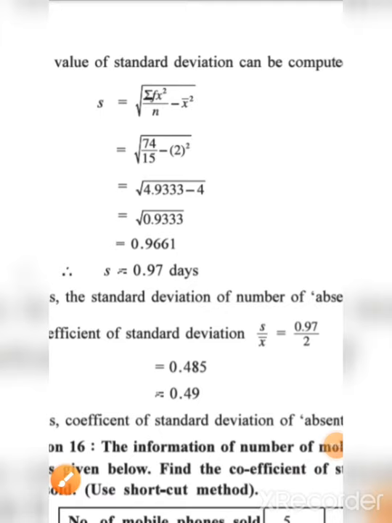So children, we'll stop our video today over here. In our next video, we are going to see the sums further, and we are also going to see the shortcut method, how it could be applied, and small technical things about the shortcut method that we are going to discuss in our next video.